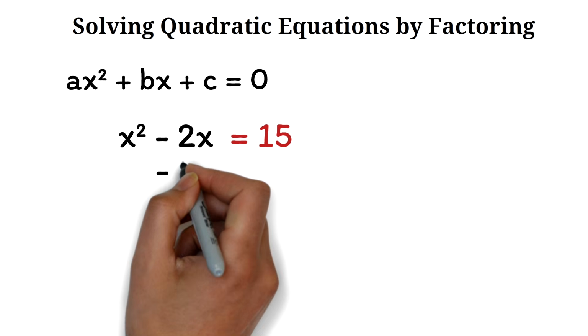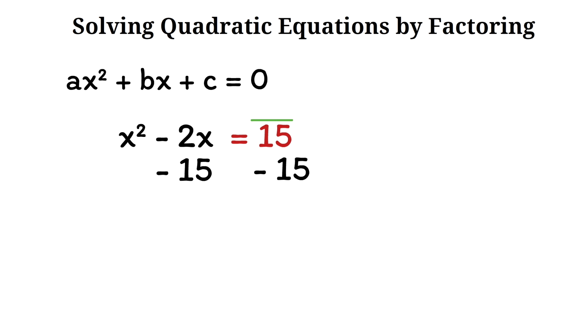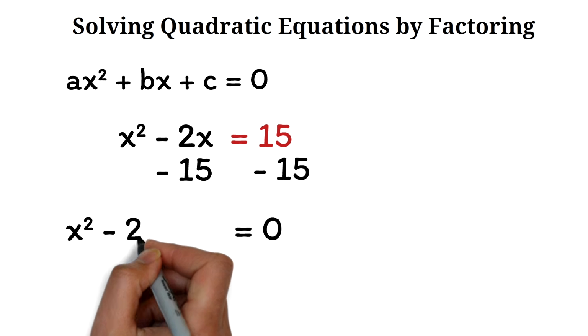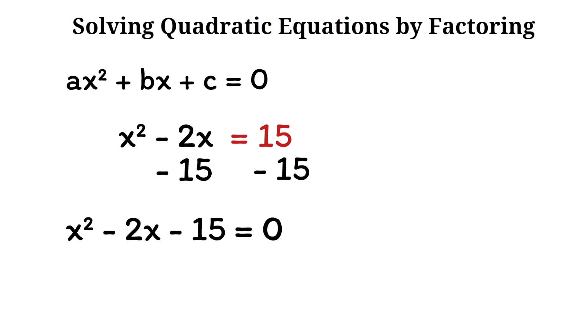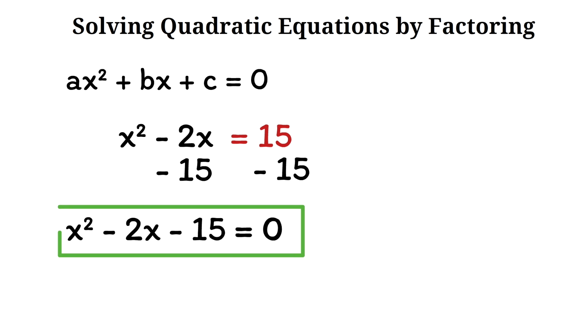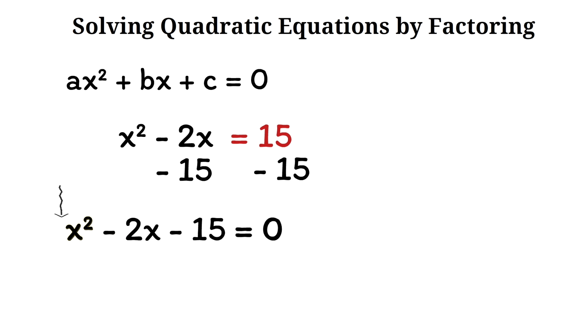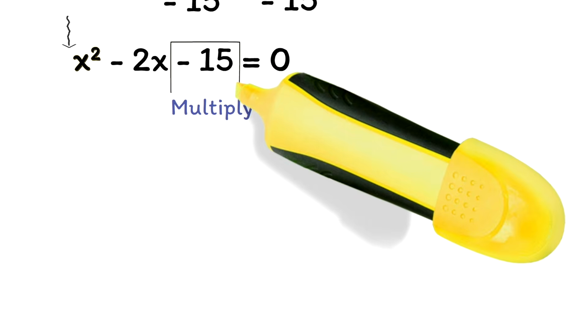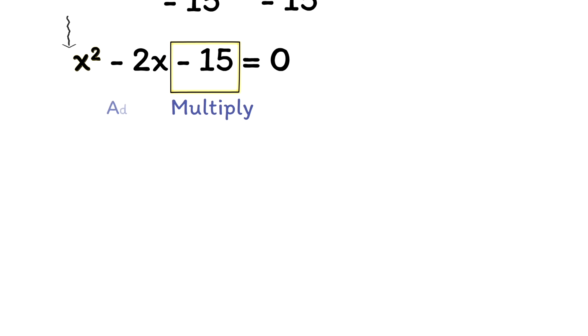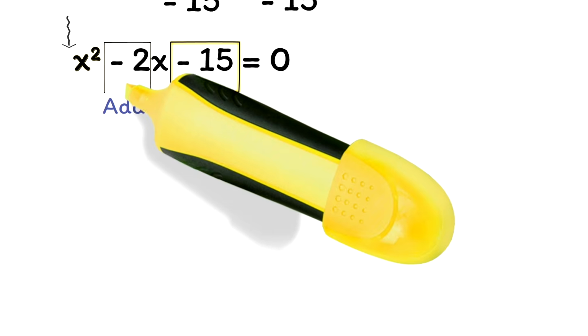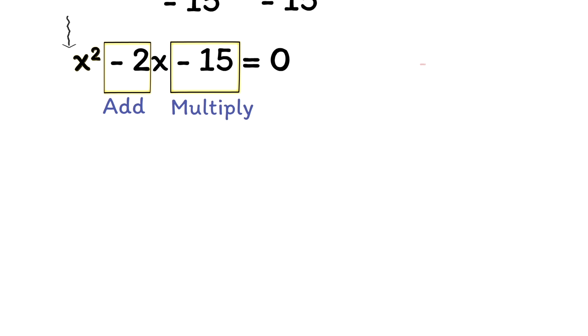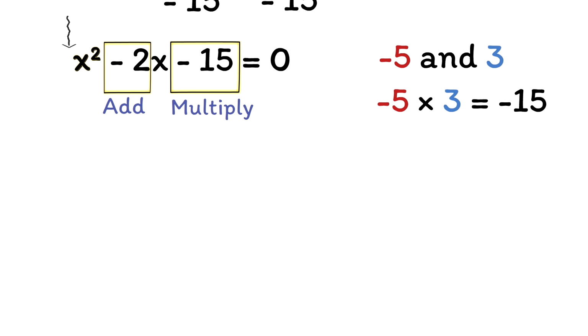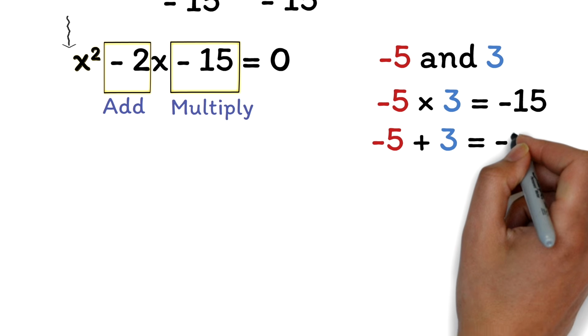We can do that by subtracting 15 from both sides. 15 minus 15 is 0. So the equation becomes x squared minus 2x minus 15 equals 0. Now we can see we have a trinomial with no number in front of the x squared. All we have to do is find two numbers that multiply to give us the constant negative 15. Those two numbers must also add to get the coefficient of the x, which is negative 2. The two numbers are negative 5 and positive 3. Negative 5 times 3 is negative 15, and negative 5 plus 3 is negative 2.